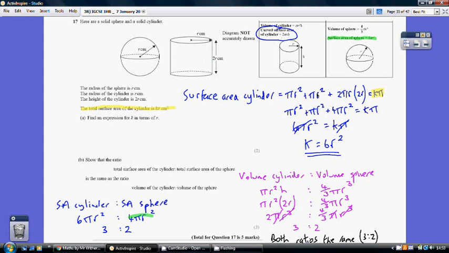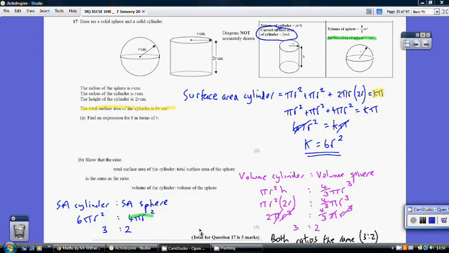And what does this total surface area equal? It equals k times pi. So 2 pi r times 2r is 4 pi r squared. So we've got pi r squared plus 4 pi r squared equaling k pi. Gathering up our left hand side, we get 6 pi r squared equaling k pi. Cancel out the pi's, we're left with 6r squared equaling k. So k equals 6r squared.